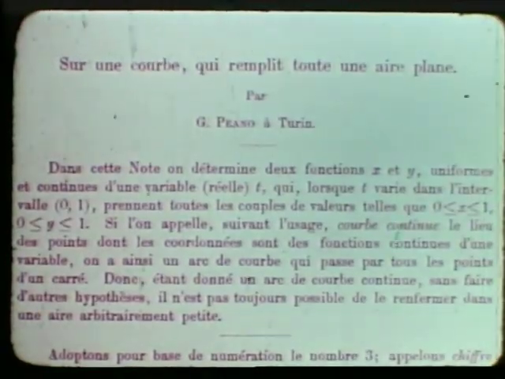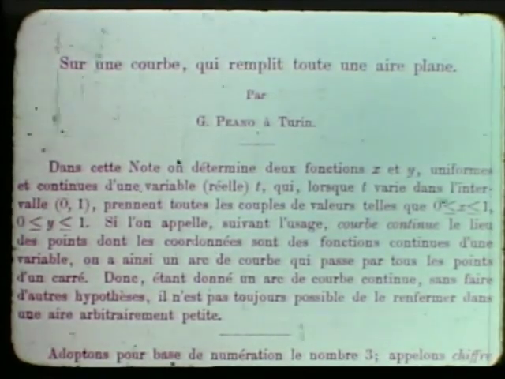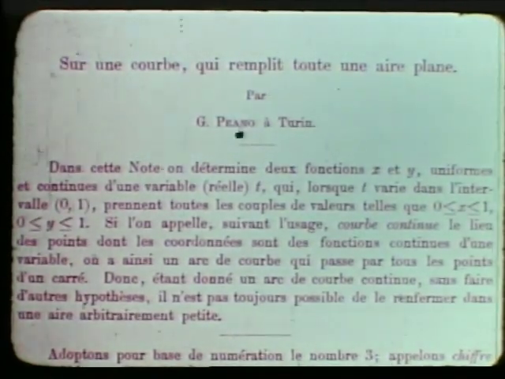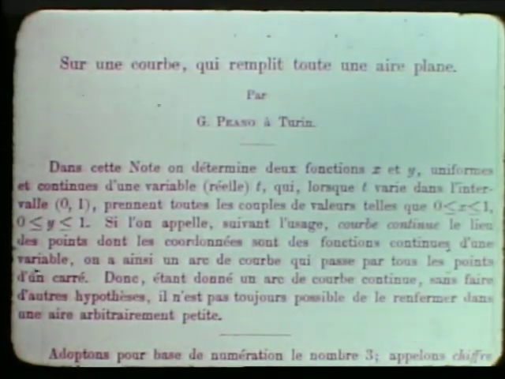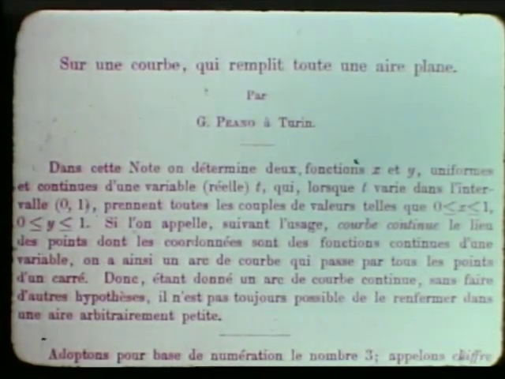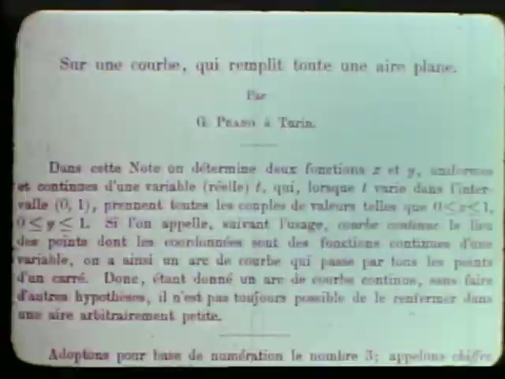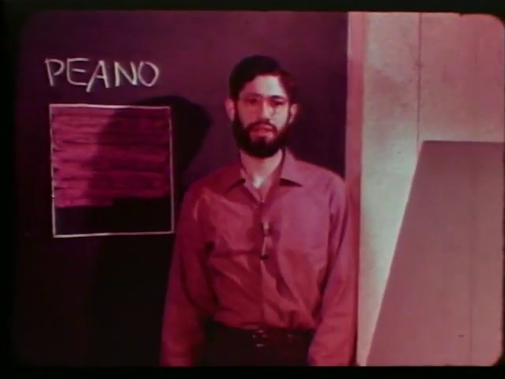The first space-filling curve was constructed in 1890 by the Italian mathematician Giuseppe Peano. This was a curve which passed through every point in a square. The example is quite surprising because it seems impossible that a curve with no width could cover up a whole square. I can't draw this for you.